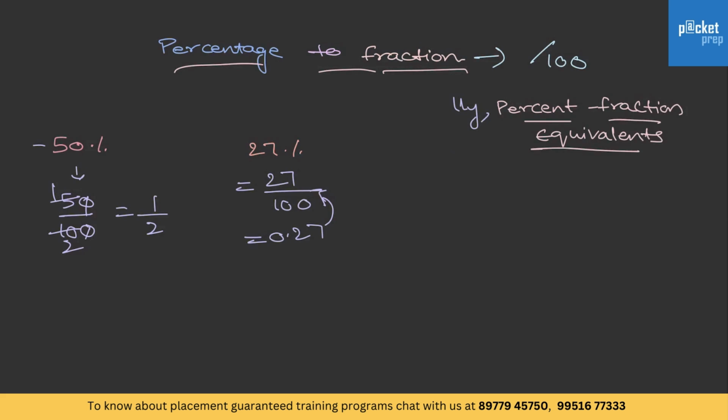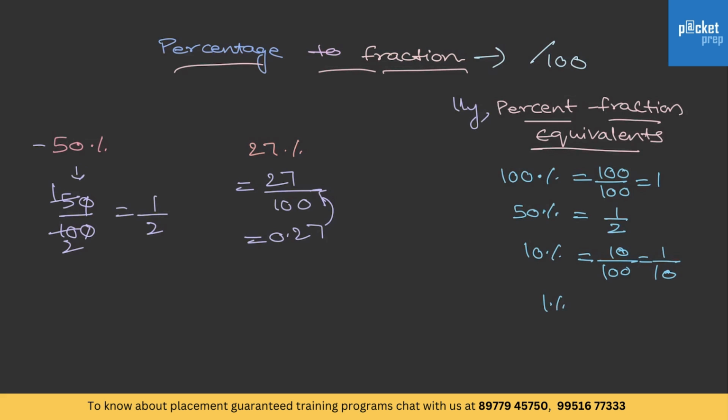There are a few more percent fraction equivalents which will save our time. 100% is equal to 100 by 100, which gives us 1. 50%, which is 1 by 2. 10%, which is 10 by 100, that is 1 by 10. So 1% will be 1 by 100. These four make our problem much easier. Now let's see how these percent fraction equivalents make our work easy.